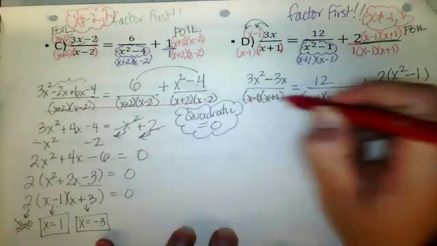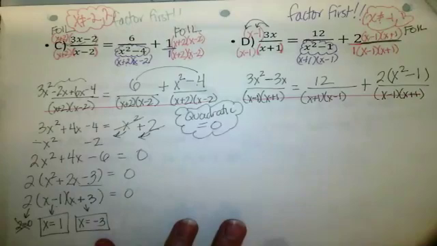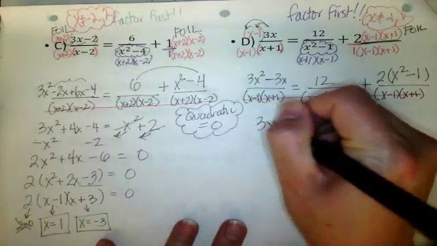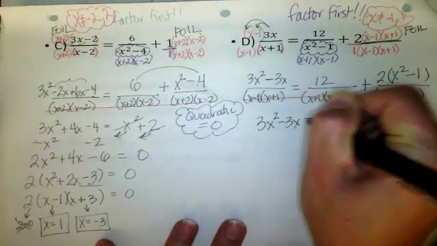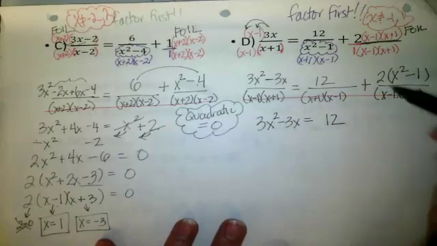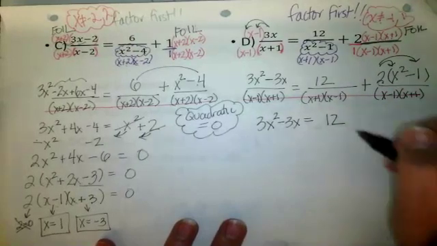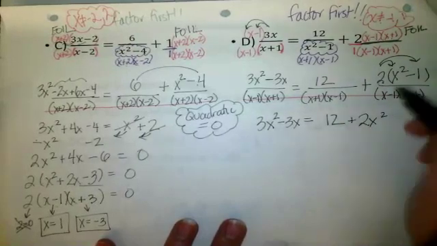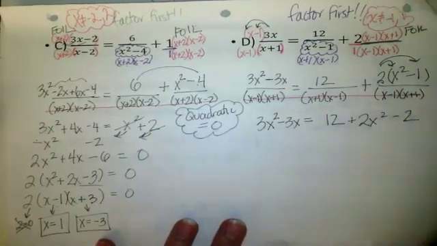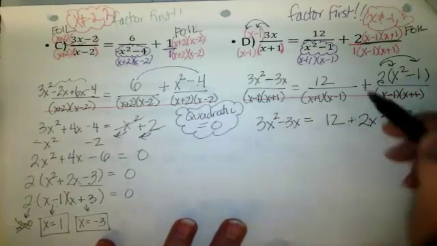My denominators match, so I get to cross those off and just look at what's left over here in the numerators. What do I have to do with this 2? Distribute it, yes. 2 times x squared is 2x squared, and 2 times negative 1 is negative 2. There's a big plus sign in there.